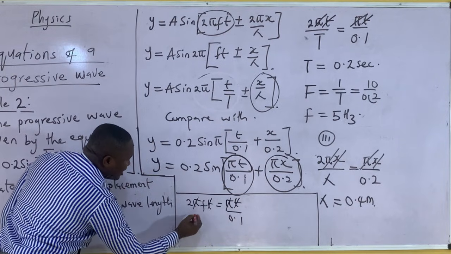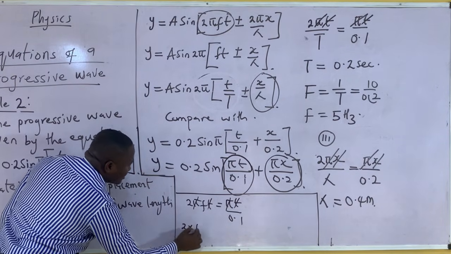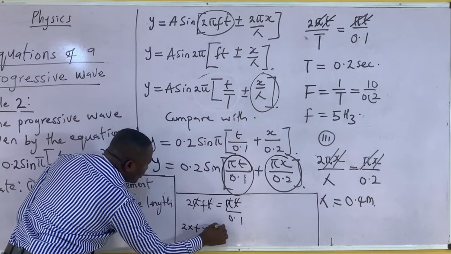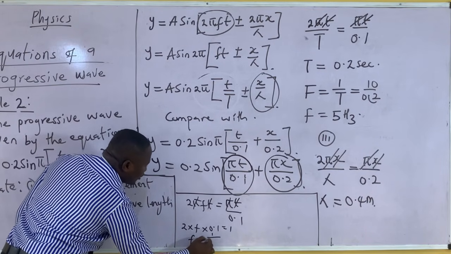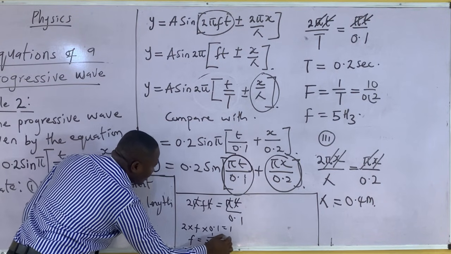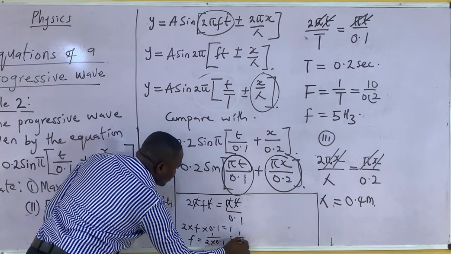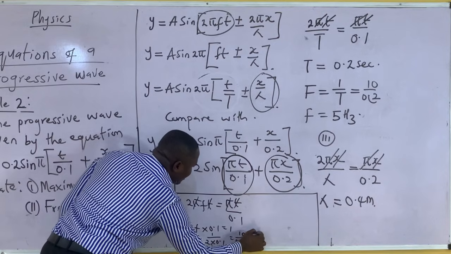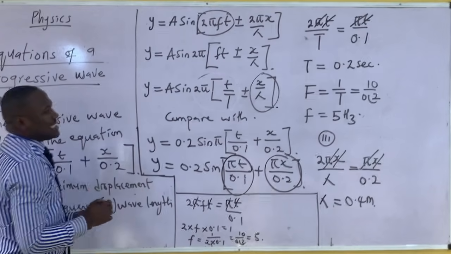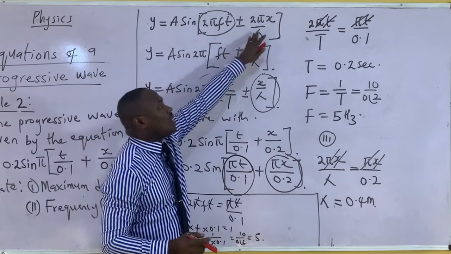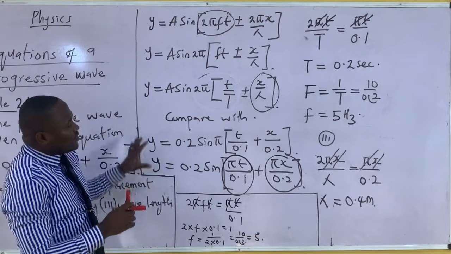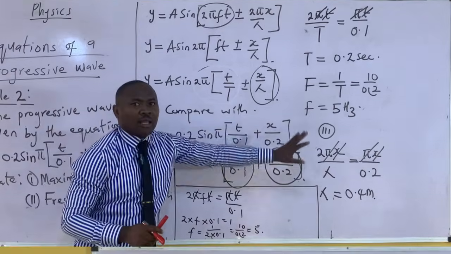To cross multiply this, you have 2 times f times 0.1 is equal to 1. So my f will now be equal to 1 over 2 times 0.1, which is 1 over 0.2, which is the same thing as 5. You see that is equal to what we have here. So you can actually use this same formula to solve even if the expression is given like this.